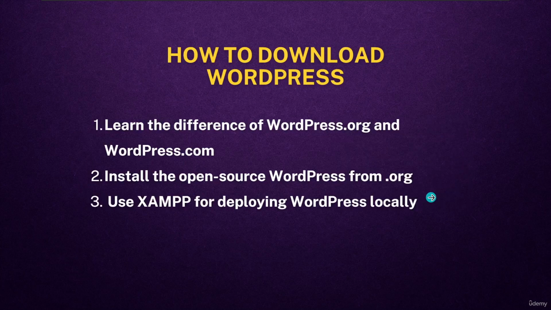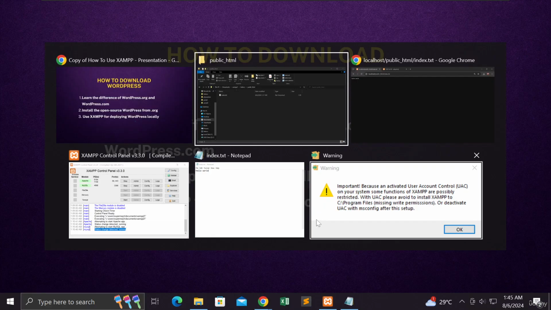Okay, so what we are going to do now is learn how to download WordPress and install it, and learn the difference between WordPress.org and WordPress.com. Install the open source WordPress from .org, and we will use XAMPP for deploying WordPress locally. Before we proceed to that, I want to make some review about what we did last time.